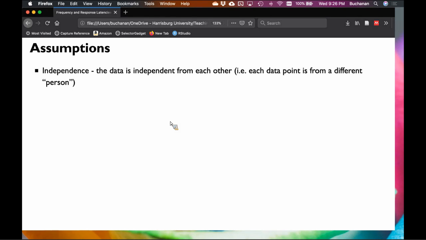All right, so independence, like I said, is each data point is independent from each other. So each data point is a different person, or in our case, they're different words. Okay, we already have talked about how words are intercorrelated. But in this case, they only saw that word on the screen. The dependent variable is at least interval. Check.